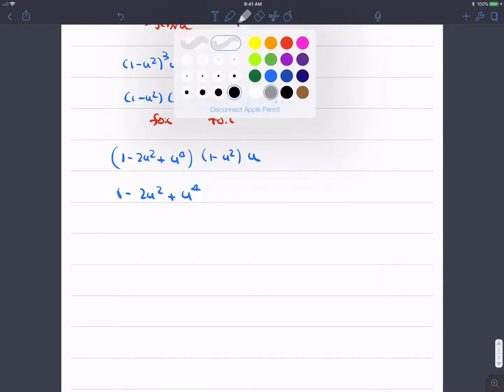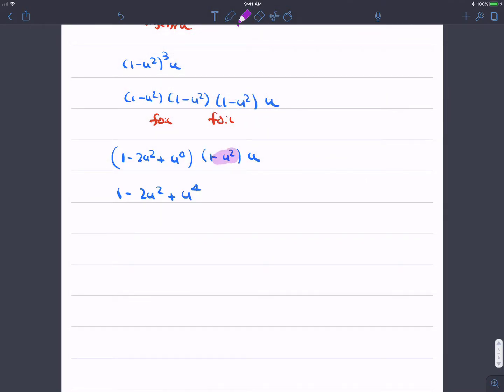I'm now going to take, let's change this here, the minus u squared and multiply it by all these terms here. What I'm going to get is a minus u squared, I'll put it down here, minus or plus 2u to the fourth minus u to the sixth. And don't forget, all of this is multiplied by that u outside. So we can simplify this here. We get 1 minus 3u squared plus 3u to the fourth minus u to the sixth times that u.